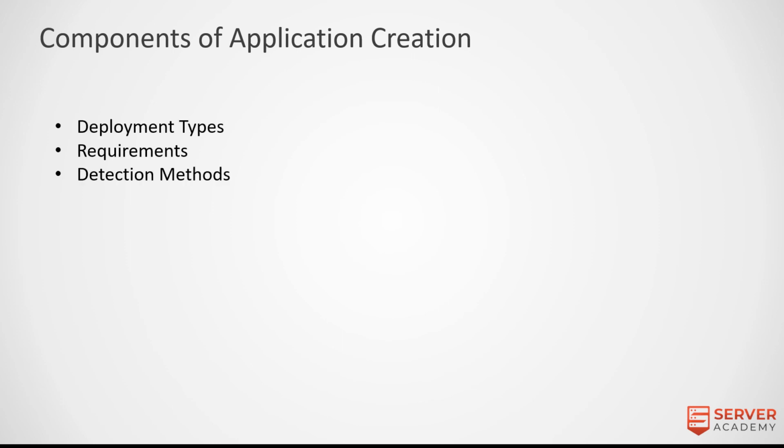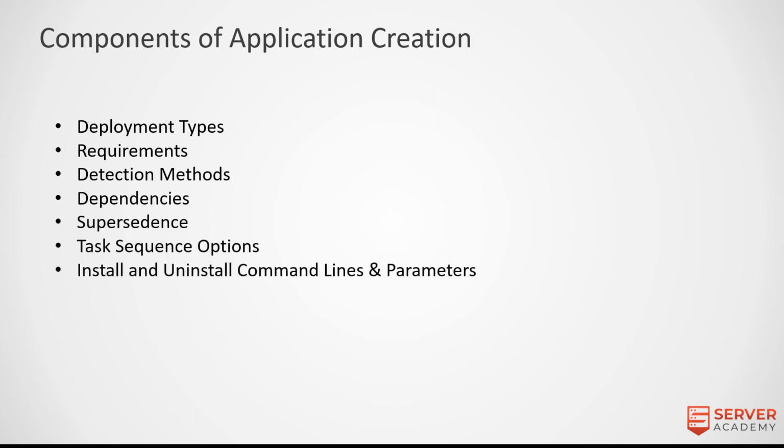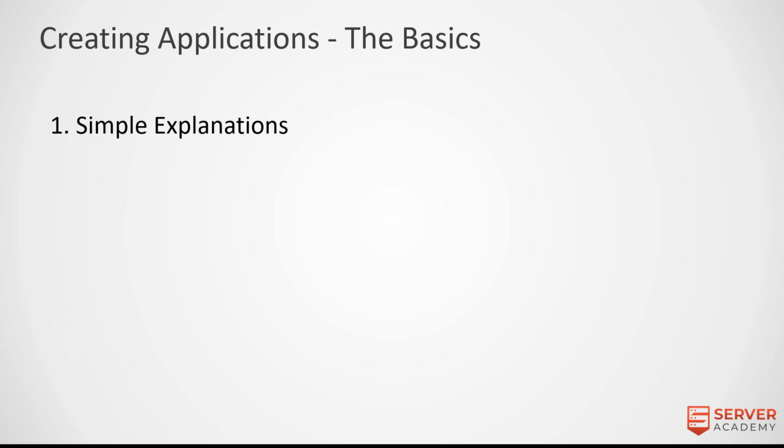In this section, we'll be discussing the different components like deployment types, requirements, detection methods, dependencies, supersedence, task sequence options, install and uninstall command lines and parameters. Instead of just telling you about each of these components, I would rather take an explain-as-we-go approach. The best way to understand the use of these components is by creating applications. So in the next lecture, we'll start with the basics.